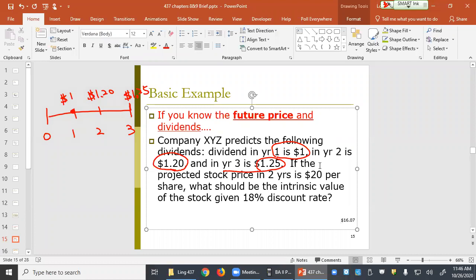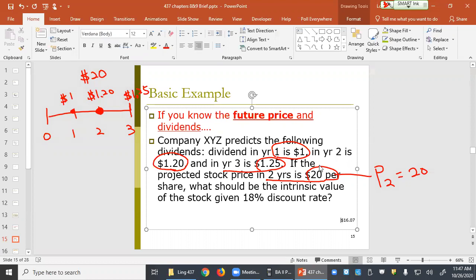Other than the 3 dividends, we're also told that the projected stock price in 2 years is $20 per share. So this tells us that P2, the price at the end of year 2, is expected to be $20 per share. That will be here on the timeline, so I will include that $20 here. That's a part of cash flow 2.